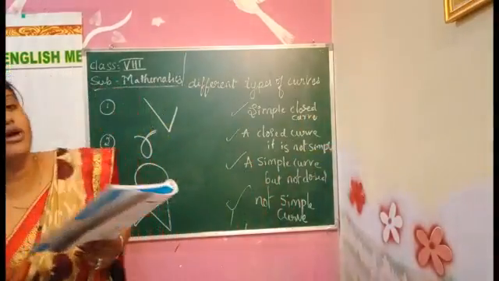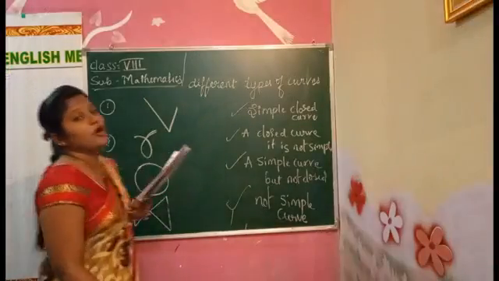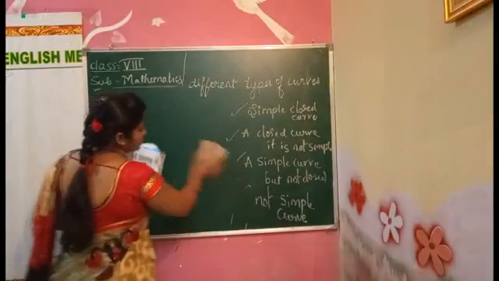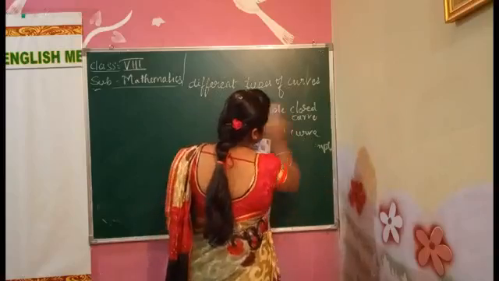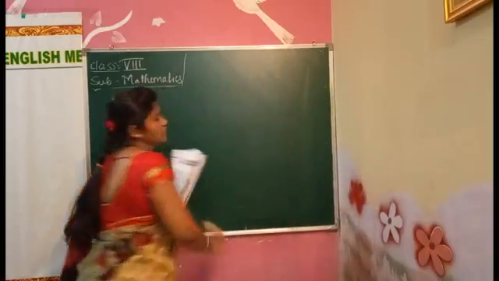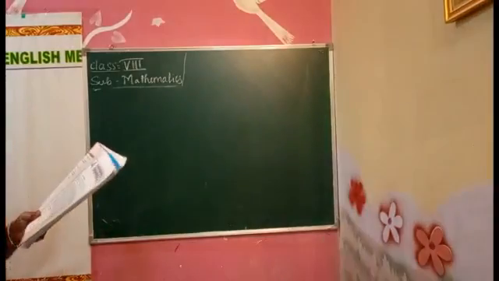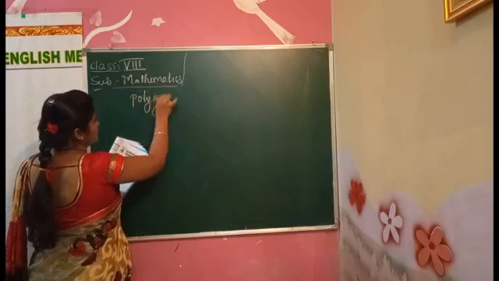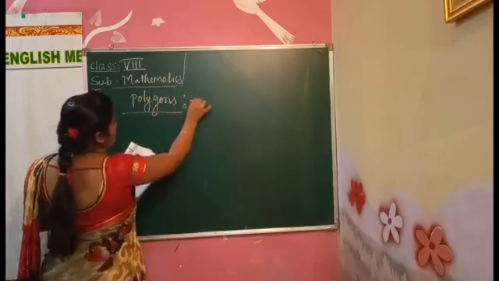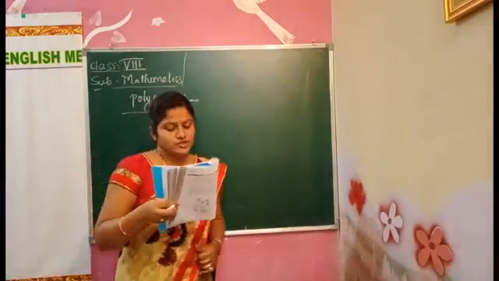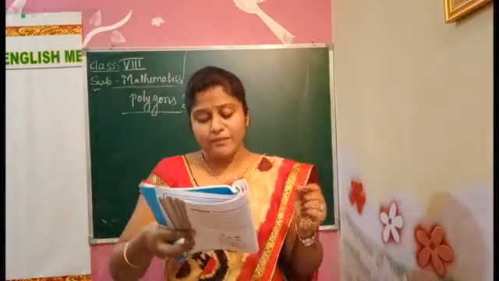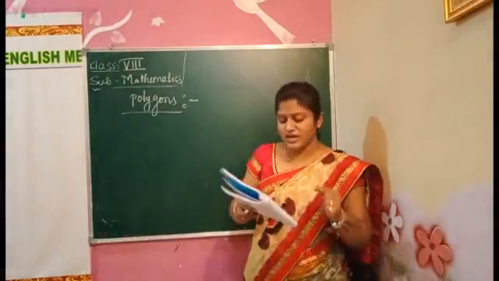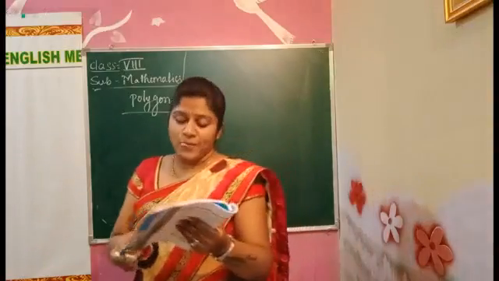Okay, now we'll move on to the next one. That is polygons. Next one is polygons. Polygons. What is the meaning of polygons? A simple closed curve made up of only line segments. Made up of only line segments is called a what? Polygons. Only line segments.